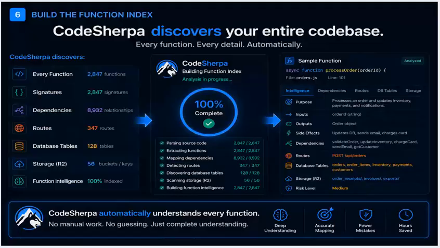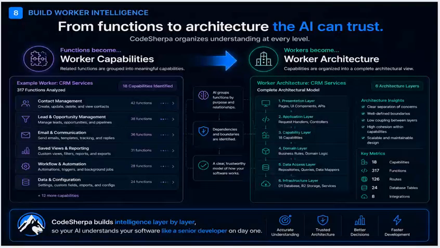So CodeSherpa will go through a process of discovering every function, all the signatures, the dependencies, routes, the database tables, all of the things that your project is composed of. And it will go through a process of indexing all of these things and running an AI analysis and creating summaries of every individual component in your project. And those summaries become the foundation for building worker capabilities and worker architecture analyses.